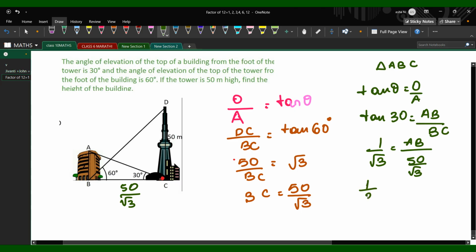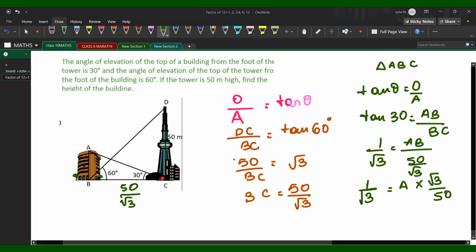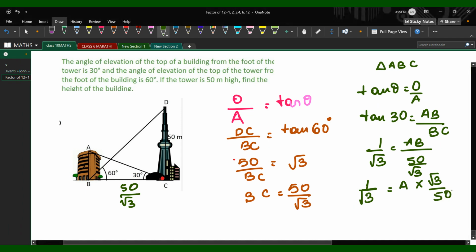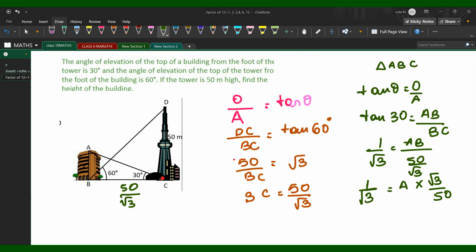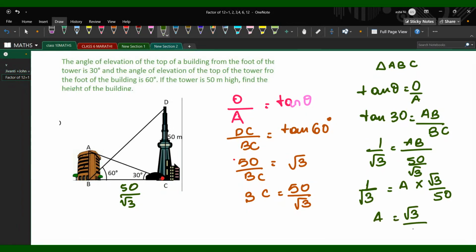But let's do reciprocal here, root 3 upon 50. This step is clear, or any confusion with this step? Yes. So now A, which is equal to root 3 upon 50.